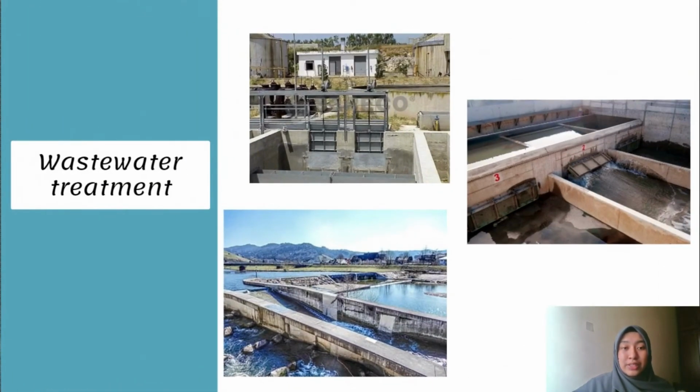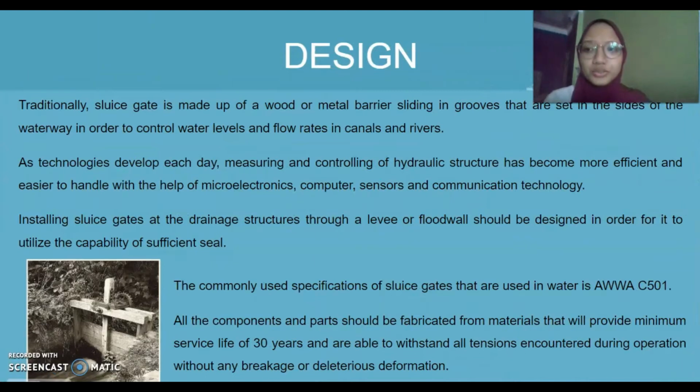The third example is water waste treatment. Sluice gate is also a part of this treatment process that helps to control the water flows in this treatment process. Design. Traditionally, sluice gate is made up of a wood or metal barrier sliding in grooves that are all set inside of waterway in order to control water levels and flow rates in canal and rivers.